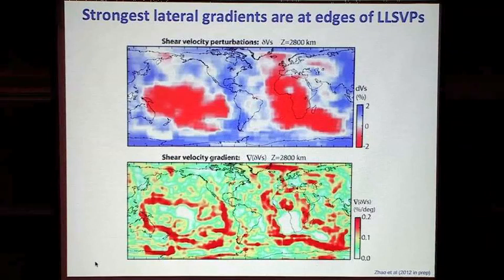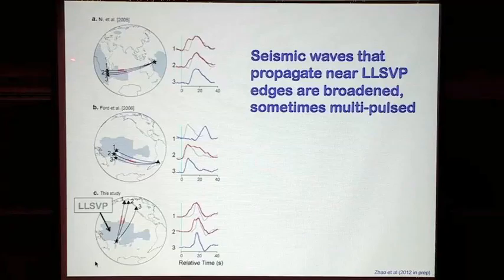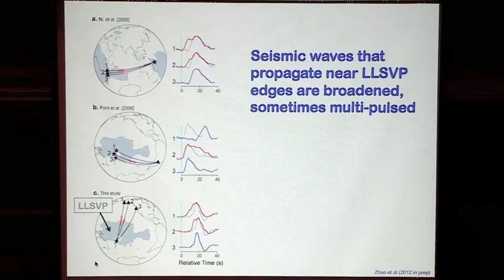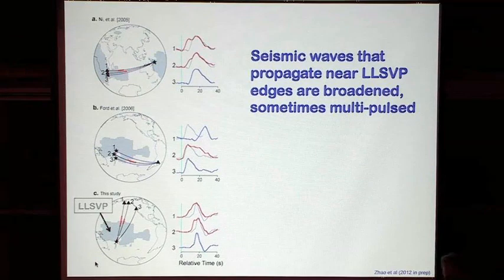So the body wave folks have looked at data grazing, now these gray areas of the LLSVP, grazing these structures. And in an azimuthal sense, things that graze it end up having broadened multipath waves. And there's been a dozen or so studies that have done this.